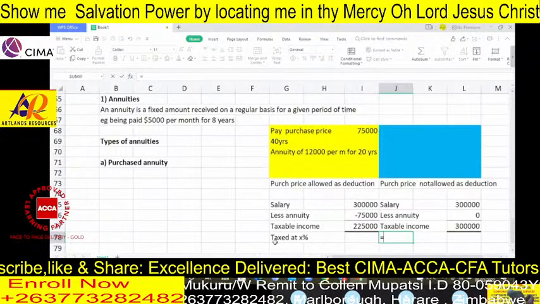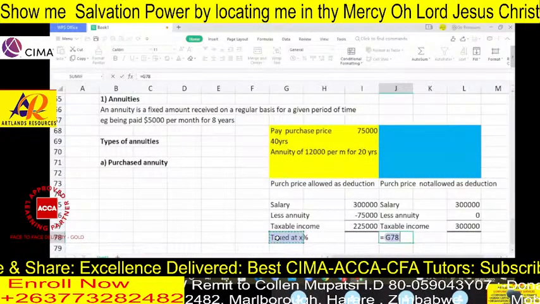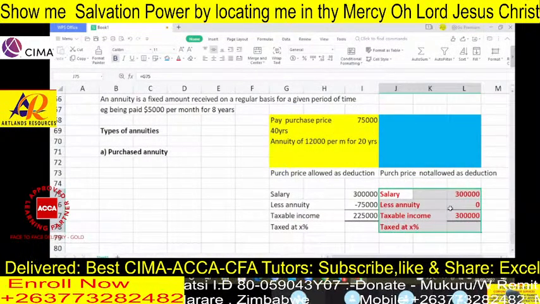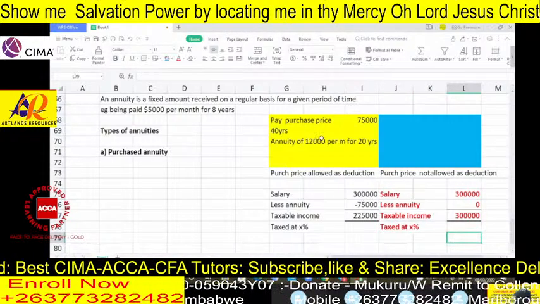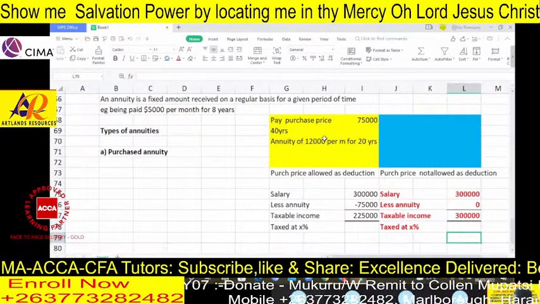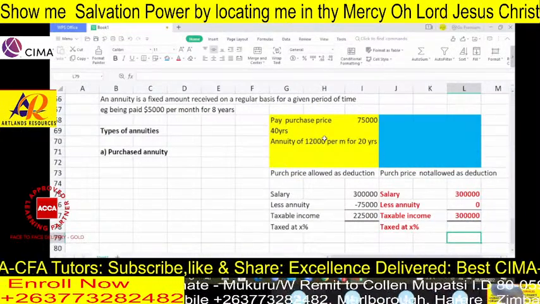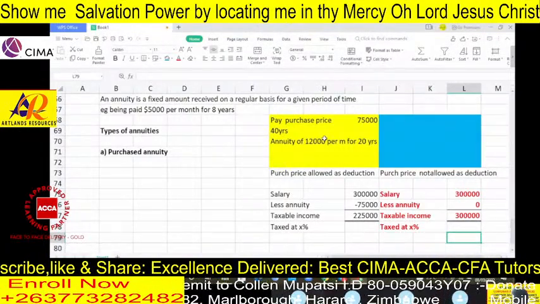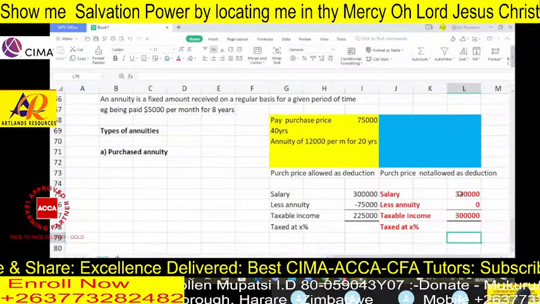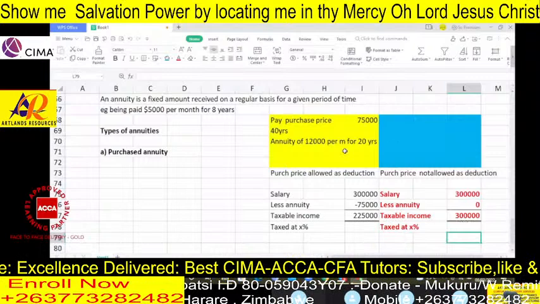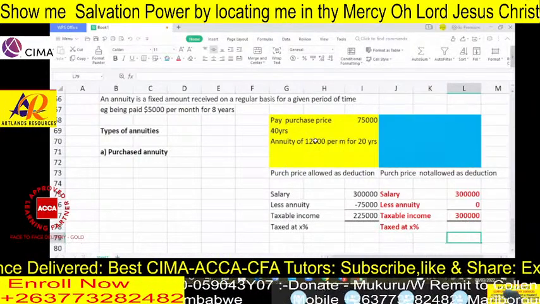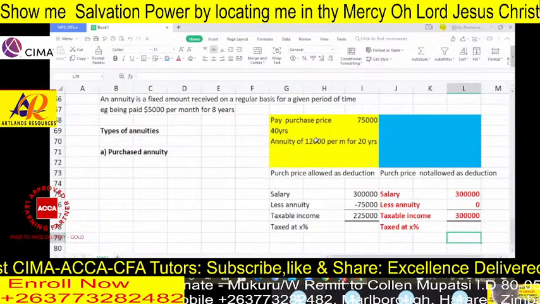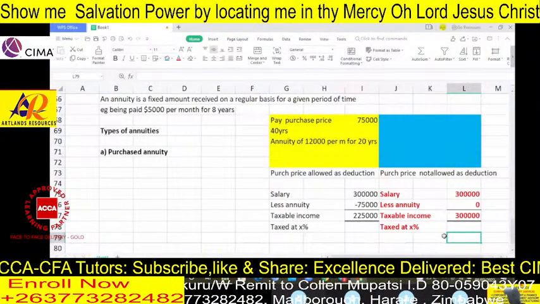Now, the question is on scenario B, which I'm highlighting and shading and bolding in red. On scenario B here, when you are now receiving your 12,000 per month for 20 years, surely the commissioner will not be fair if the commissioner is taxing you in full, because the 75,000 was not allowed as a deduction. So there's no way the commissioner can take the 12,000 in full. Rather, the commissioner must only take the interest on that annuity, not the full annuity.